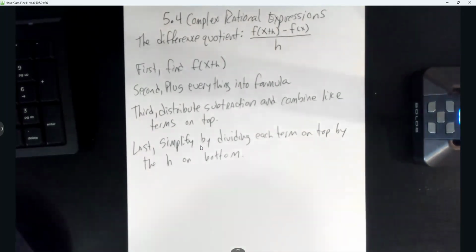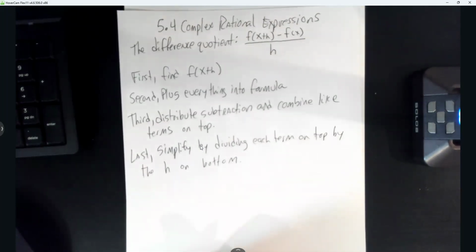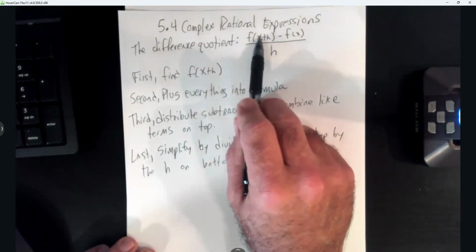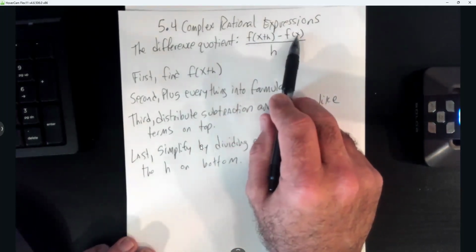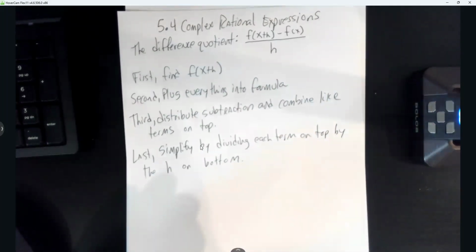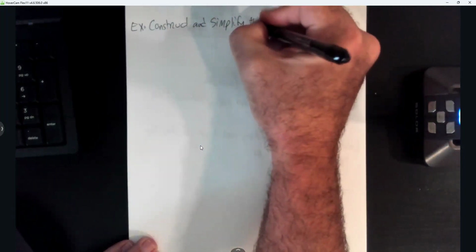And also a couple of these and then we should be ready, all right? So remember, I'm going to find f of x plus h. That'll give me f of x plus h to plug in. They already gave me f of x to plug in, and it's h on the bottom. Once I've done that, then it's just a matter of start simplifying. So they will say, construct and simplify the difference quotient.